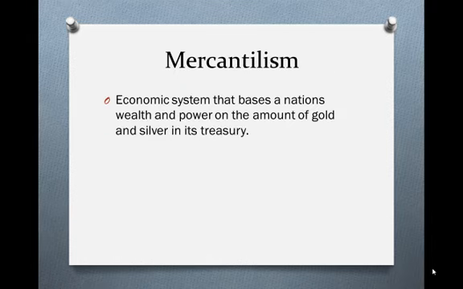Mercantilism is an economic system that bases a nation's wealth and power on the amount of gold and silver in its treasury. In the 1650s, England passed a series of laws called the Navigation Acts. Their sole purpose was to limit the trade of the colonies to England. Colonists had to send their goods to England on English ships that were sailed by English soldiers, and they were not allowed to negotiate trade agreements with other countries, even if they could have gotten a better price for them.